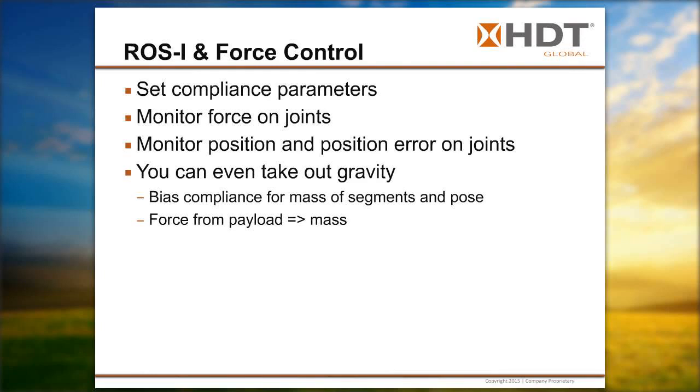You can even take out gravity. So you know what each module of this system weighs and its pose in free space, so you can bias the compliance just like you do with a human arm. So I'm holding a human arm out, push it down, push it up, I've got the same compliance in both directions. Or if I pick up a load, I can measure the force that's exerting through the gravity vector and know how much that thing weighs, and again, accommodate for it in my biasing and compliance.